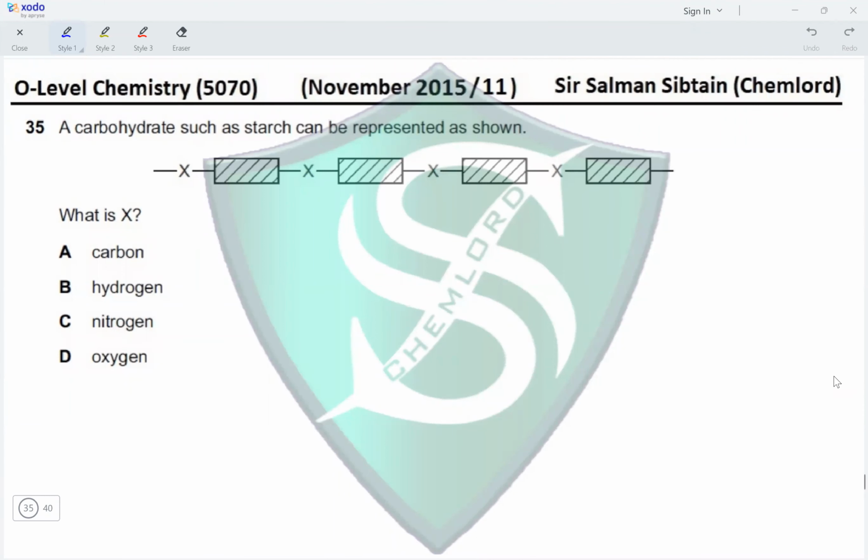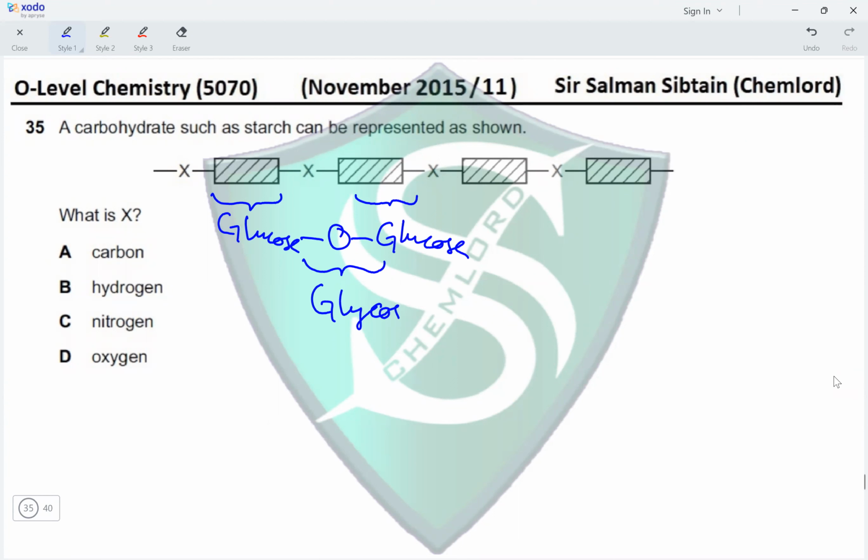Question 35. A carbohydrate such as starch can be represented as shown. So the box here represents a molecule of glucose, and two molecules of glucose are linked together by a glycosidic link, and this glycosidic link is basically an oxygen atom binding two molecules of glucose together. So the question asks, what is X? X is oxygen. Therefore, the correct option for this question is option D.